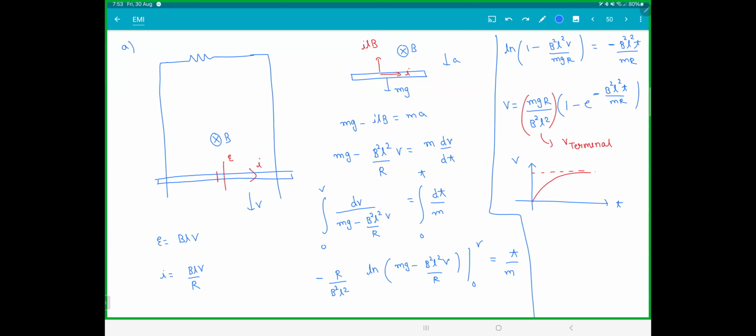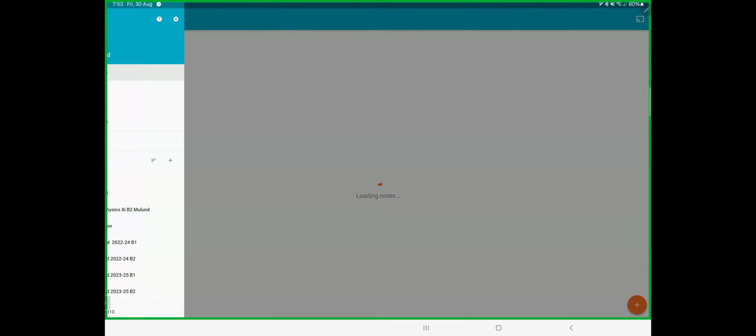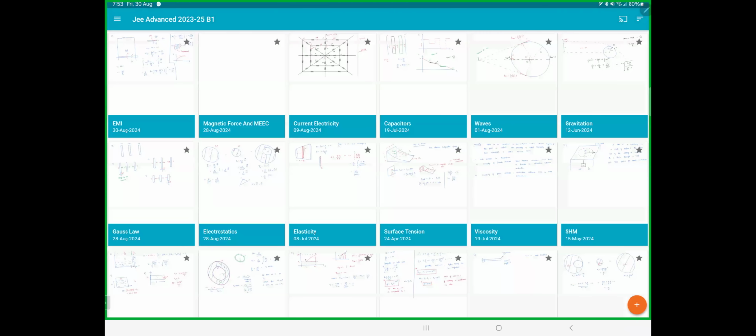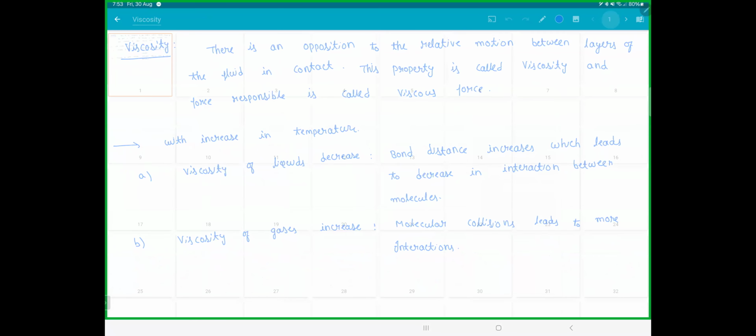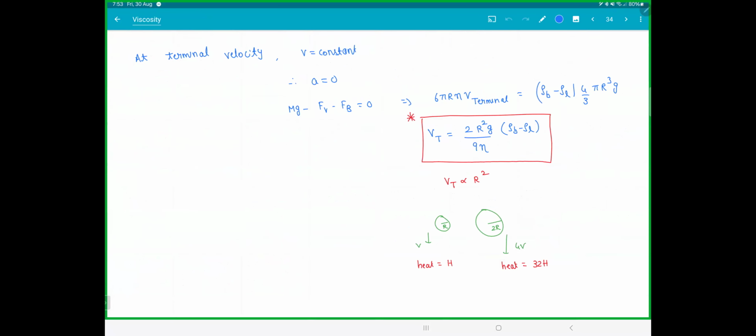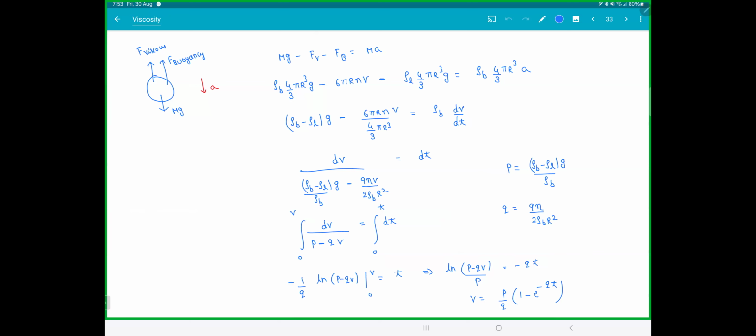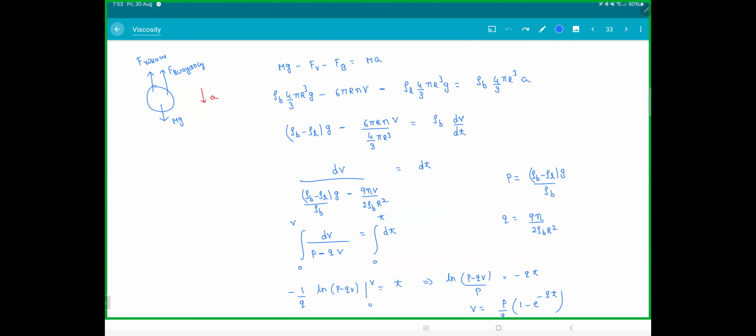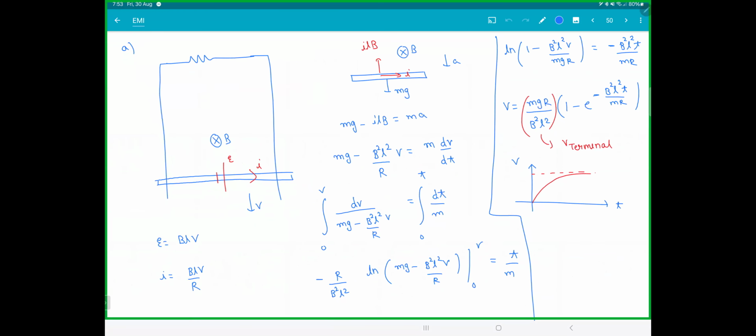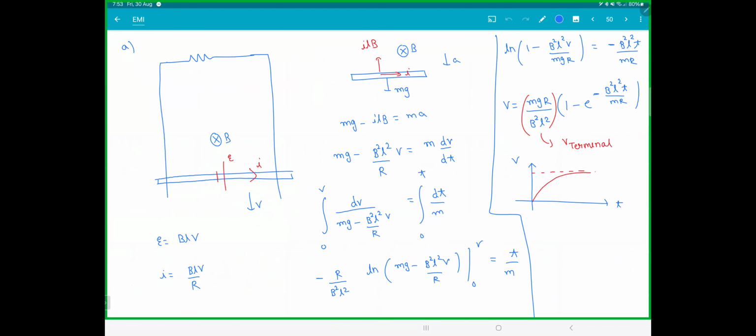But if you want it as a function of time t, there you have to integrate. And if you see, this is not really that different. In viscosity, when we derived, it was the exact same thing. Some constant into something into V is mass into velocity derivative. Here, this is the form P minus QV. The numbers are different. Mathematically, it is exactly the same thing. So Maxwell won't care whether it's a magnetic drag or viscous drag.